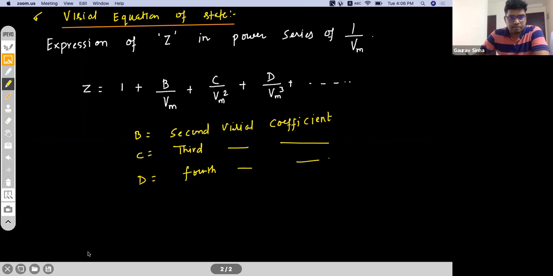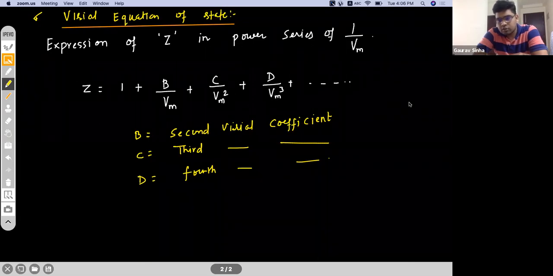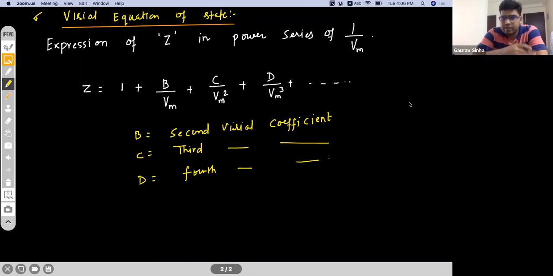Copy this down. No, we don't have the value of these. We'll have a relation. We'll see that. It's just an expression we have given. The first term is 1, so you can say the first virial coefficient is 1, because the first term itself is 1.